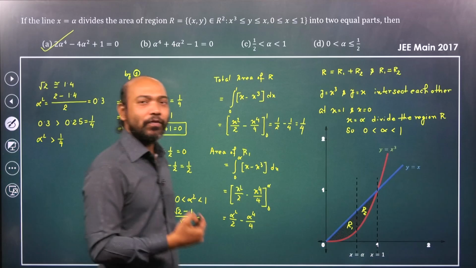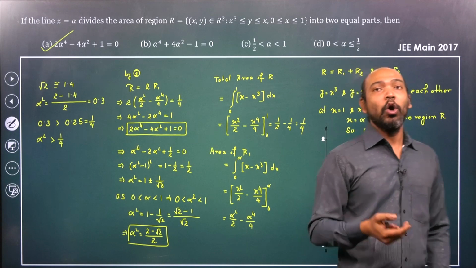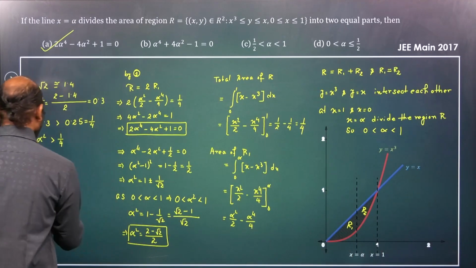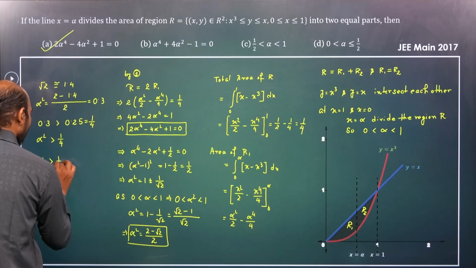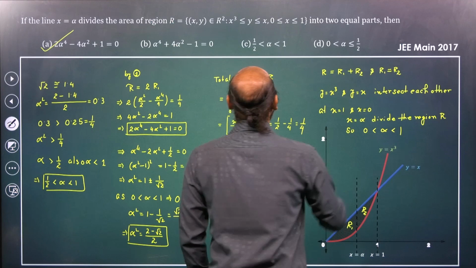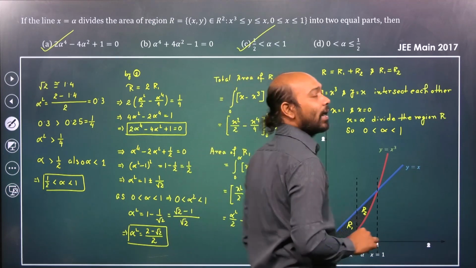Now as alpha square is greater than 1 by 4, obviously alpha is greater than 1 by 2. So alpha is greater than 1 by 2. Also, we know that alpha is less than 1. Therefore, the interval will be 1 by 2 less than alpha less than 1. And that's why for this problem, you'll see that option C is also the correct answer.